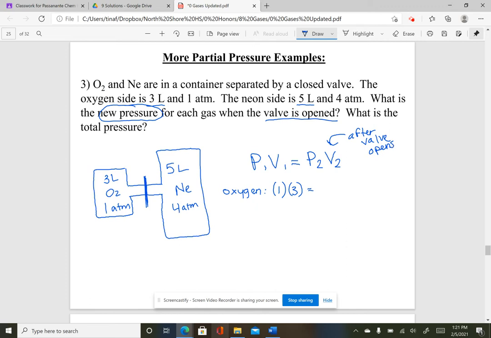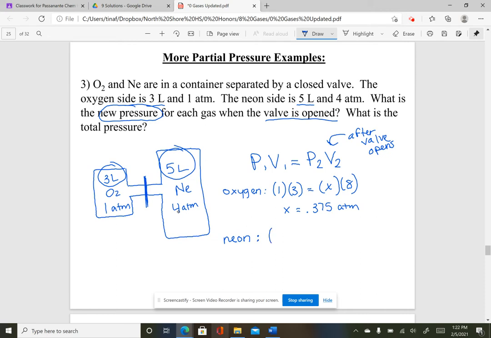When the valve opens, they're asking me what the new pressure is going to be because now my volume changes. Now my volume is the size of the whole container. I have 3 liters and 5 liters of gas mixing to make up a total of 8 liters. If you solve for X, you get 0.375 atm. So that's going to be my new pressure for my oxygen. I want to do the same thing for the neon.